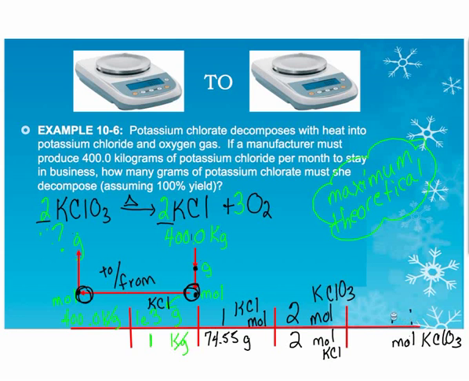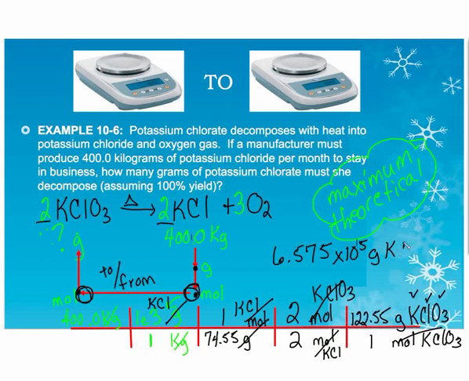Now, I want to eliminate moles of KClO3. I want grams of KClO3. Mass to moles, use molar mass. So 1 potassium, 1 chlorine, and 3 oxygens is 122.55 to 1. So double check, grams of KCl cancel, moles of KCl cancel, moles of KClO3 cancel, and I'm left with my final. And to 3 sig figs, it's 6.575 times 10 to the 5th grams of KClO3. That's going to be your final answer.